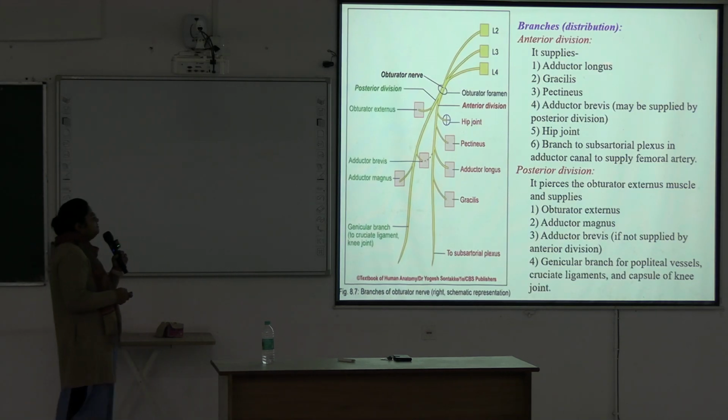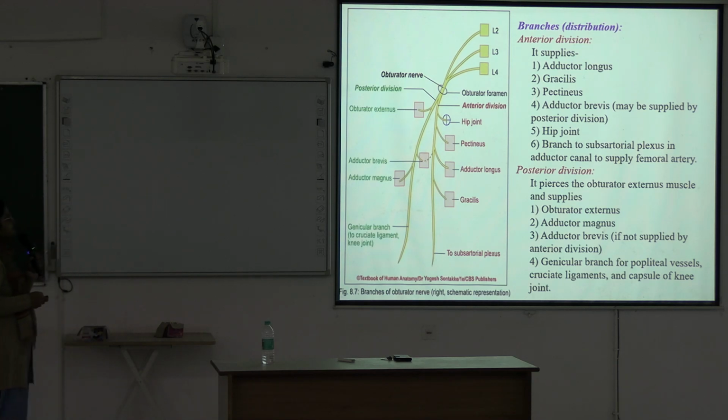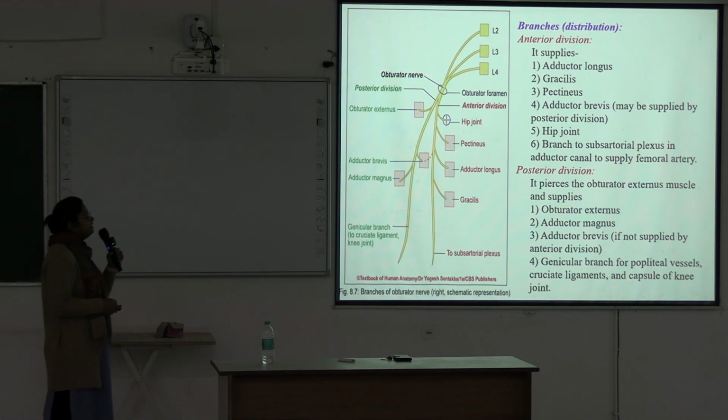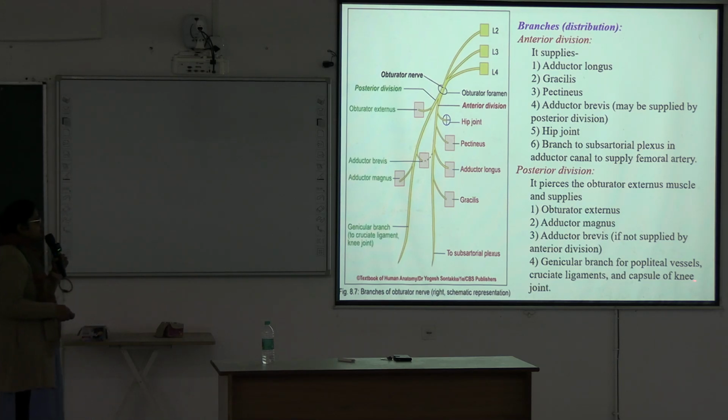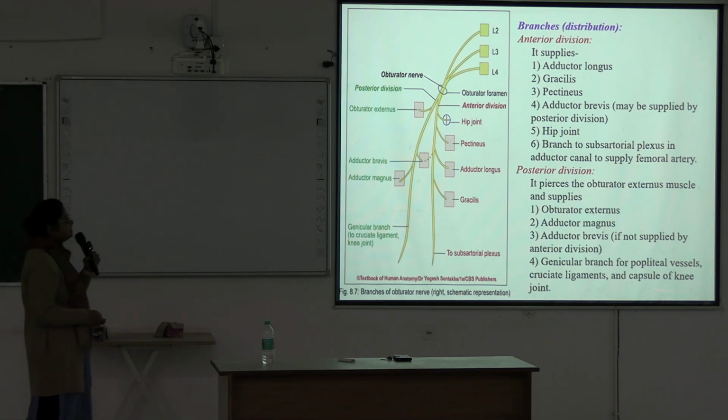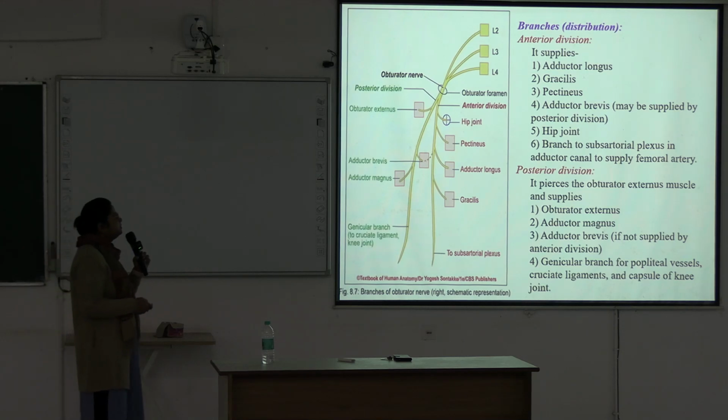The anterior division supplies the adductor longus, gracilis, pectineus, and brevis; maybe brevis is supplied by the posterior division. It also supplies the hip joint and gives a branch to the subsartorial plexus in the adductor canal to supply the femoral artery. The posterior division pierces the obturator externus muscle and supplies obturator externus, adductor magnus, adductor brevis if not supplied by the anterior division, and the genicular branch for the popliteal vessels, cruciate ligaments and capsule of the knee joint. So these are the branches of the obturator nerve.